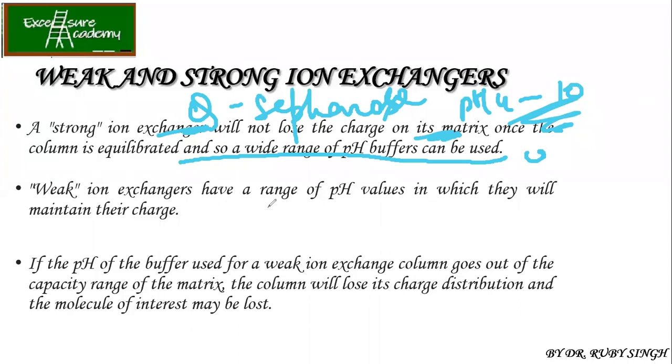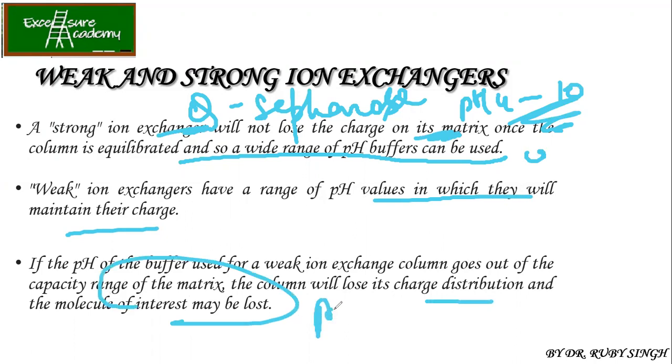Whereas weak ion exchangers have a range of pH values in which they will maintain their charge. Now, if the pH of the buffer used for a weak ion exchange column goes out of the capacity range of the matrix, the column will lose its charge distribution and hence you will lose your protein. So suppose the column is used again and again, and for example a negatively charged solid phase, the stationary phase, is there. If it loses its charge, what happens? Your proteins are not going to bind, and hence when you wash the column, they will just go into the wash.